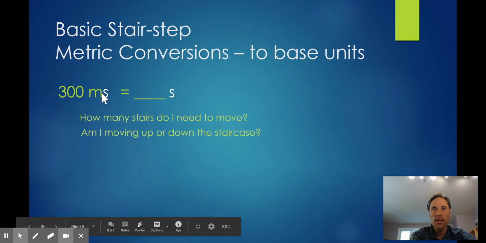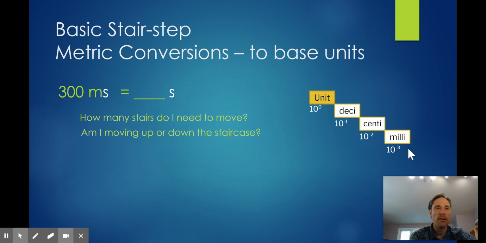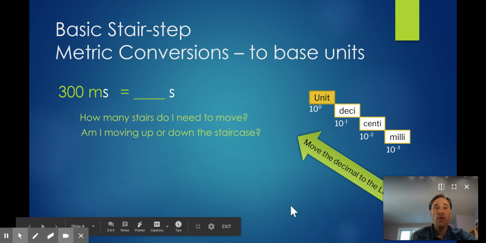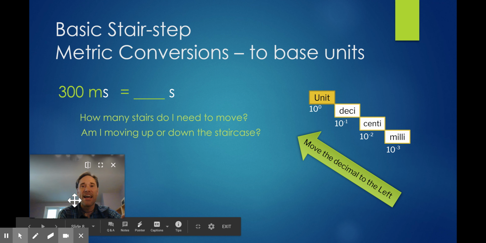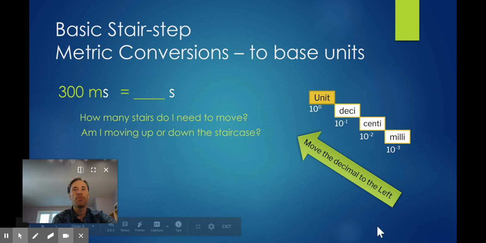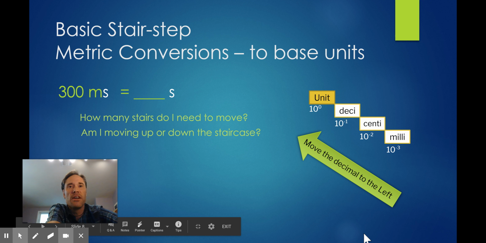So if I'm going from milli to the base, let's take a peek at the staircase here. Here's milli and here's the base. And so clearly the direction that I'm moving is up the staircase. And if I move up the staircase, then I'm going to move the decimal point to the left. So let's go and drop that 300 milliseconds in there, right there. And if I'm moving up the staircase, how many stairs do I need to move, and how many movements do I have to make the decimal move to the left?